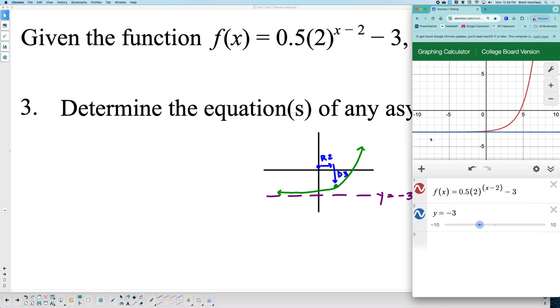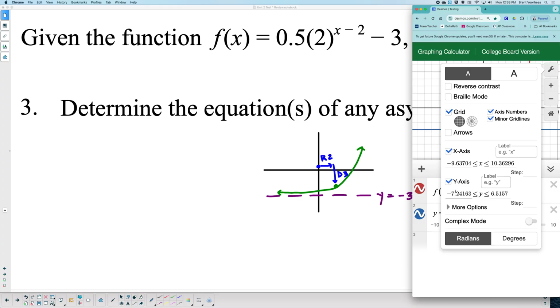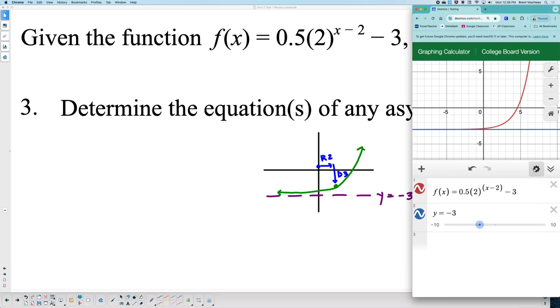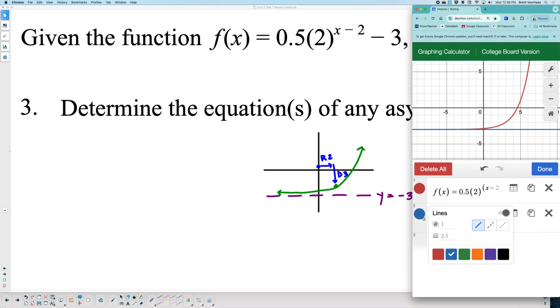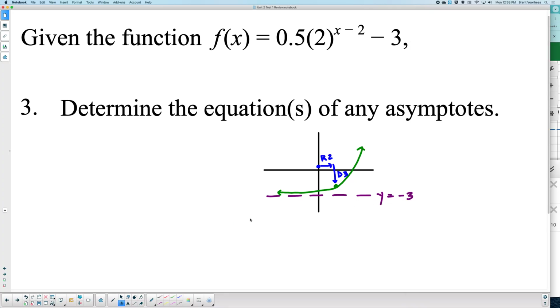Does that look like an asymptote? Does that look like the graphs are holding hands together? Yeah, that would be my asymptote. That's not what I wanted to hit. I wanted to hit this one. Sorry. Let me do it as a dash so you can kind of see in between. You can see those graphs are following each other. It is y equals -3. Determine the equations of any asymptotes. I have a horizontal asymptote. That's what that is, horizontal asymptote.